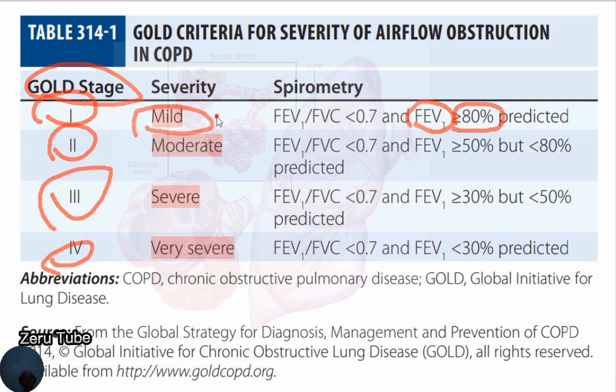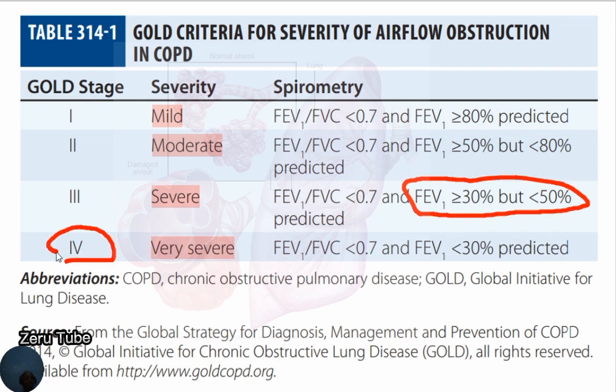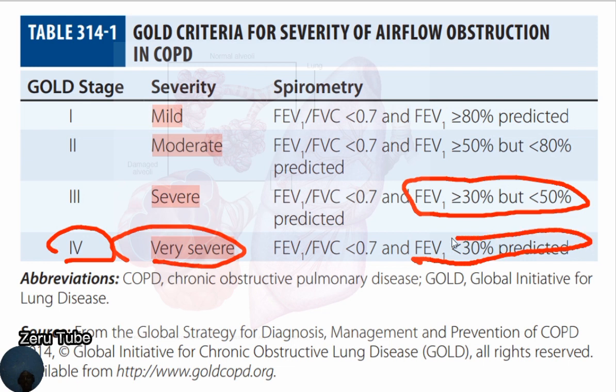In GOLD stage 2, moderate severity, the forced expiratory volume is greater than or equal to 50% but less than 80%. In GOLD stage 3, severe, the forced expiratory volume is greater than or equal to 30% but less than 50%. In GOLD stage 4, very severe, the forced expiratory volume 1 is less than 30%.